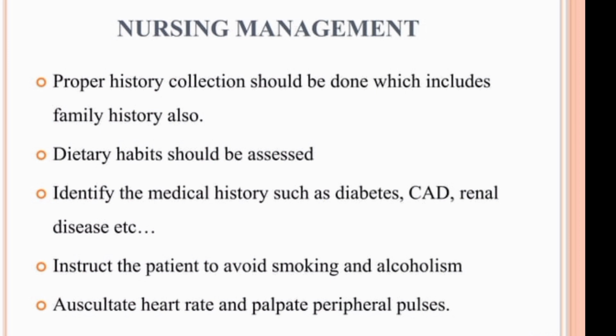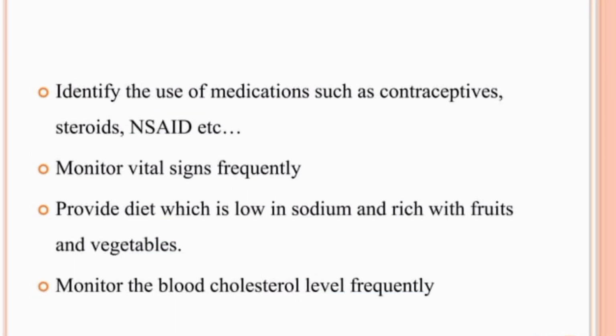Then, dietary habits should be assessed. Identify the medical history such as diabetes, coronary artery disease, renal disease, etc. Instruct the patient to avoid smoking and alcoholism. Auscultate heart rate and palpate peripheral pulses. Identify the use of medications such as contraceptives, steroids, non-steroidal anti-inflammatory drugs, etc.